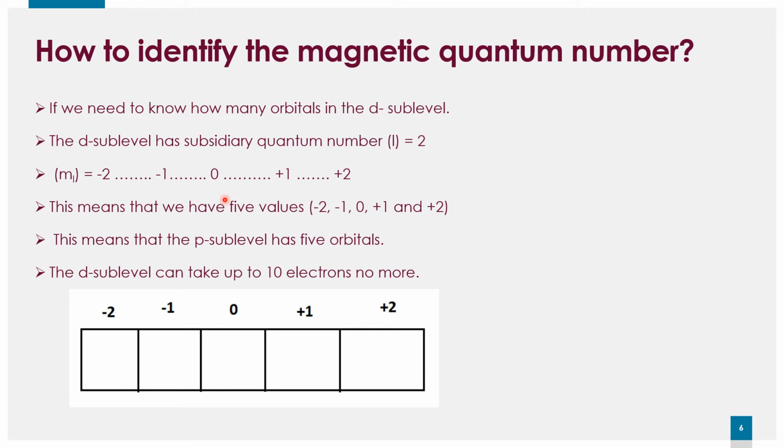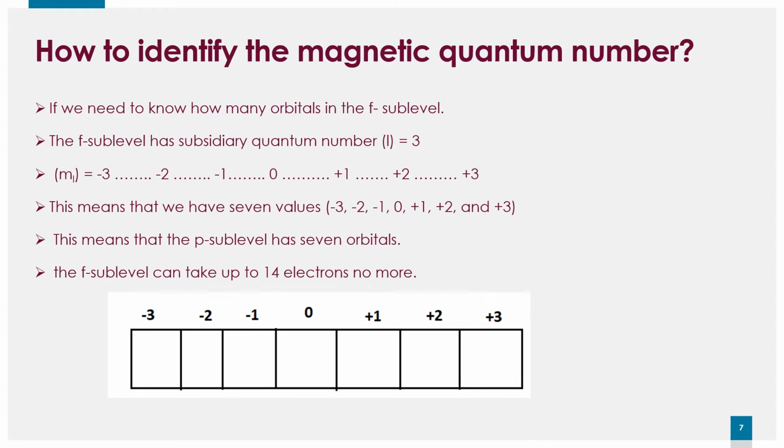This means that the d sublevel has 5 orbitals, like this one. The one in the middle is carrying the magnetic quantum number 0. This one positive 1, this one positive 2, and from the left, this one negative 1, and this one negative 2. Again, how many electrons can I find in the d sublevel? I can find 10 electrons, since I have 5 orbitals, and each orbital is carrying up to 2 electrons only.